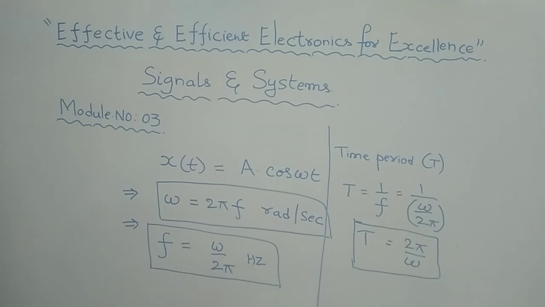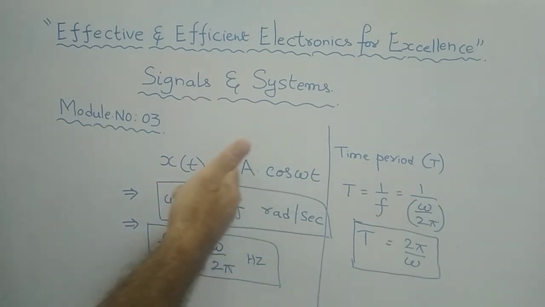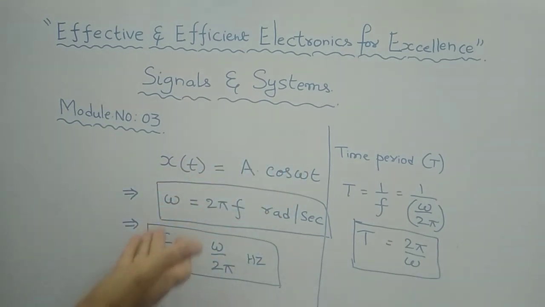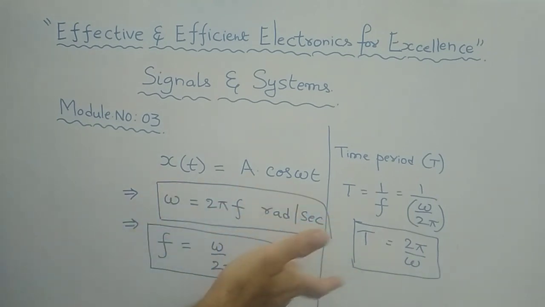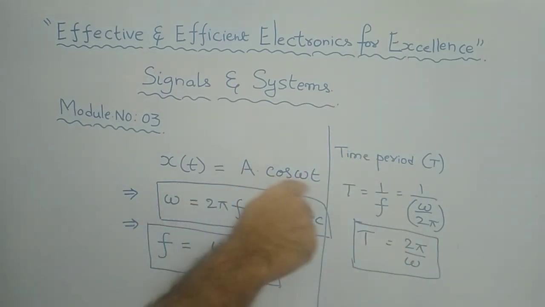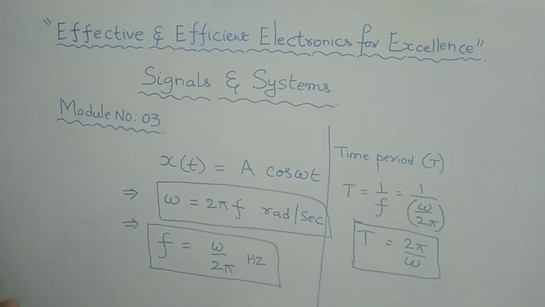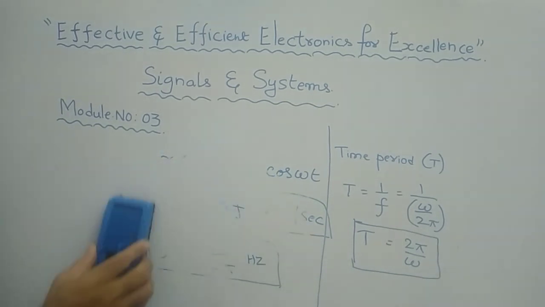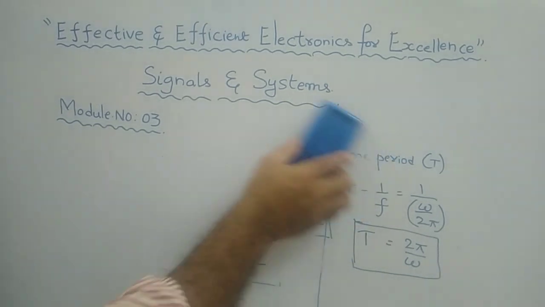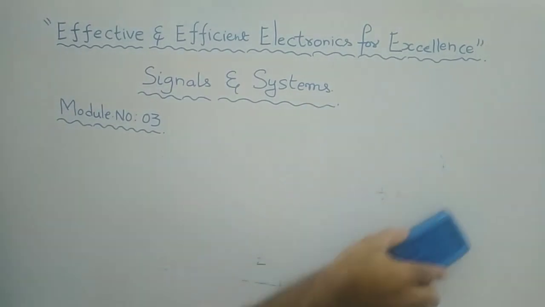So this is the basic definition for a co-sinusoidal signal. I have considered a co-sinusoidal signal, and defined the angular frequency, the natural or normal frequency, and the time period of that signal. Similarly, the same is applicable to a sinusoidal signal also, that is A into sin omega t. You can write it like that. Clear? Now we will see one particular example on periodic signals.